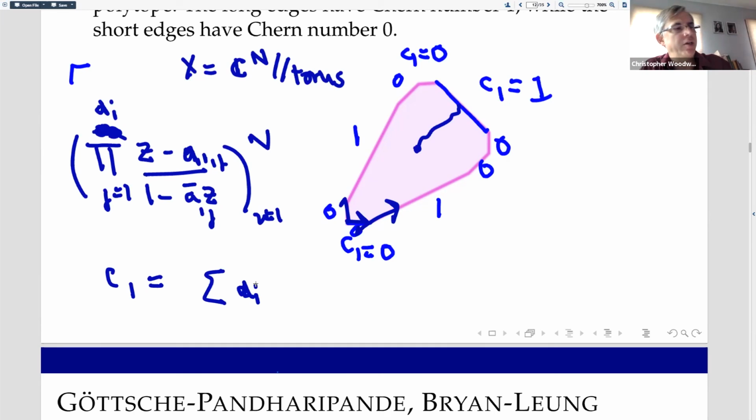I was talking about these Blaschke products. So these have relative Chern number 1, because there's only one power of z. But if I change this to a z squared, then it would become relative Chern number 2. And the relative Chern number is half of the Maslov number. So these would be Maslov index 4.